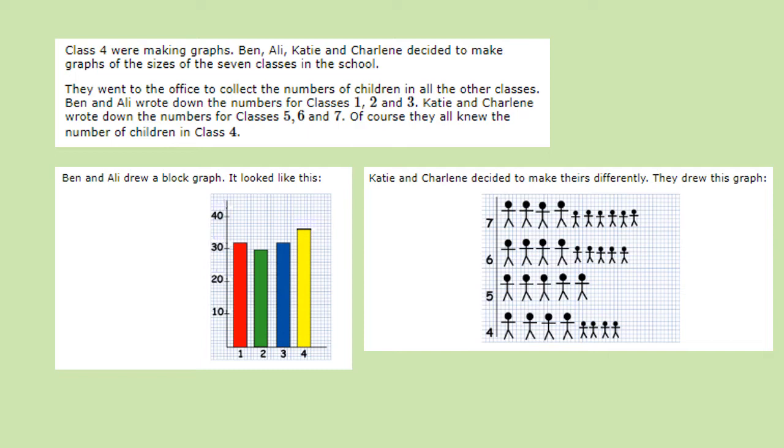Katie and Charlene wrote down the numbers for classes 5, 6 and 7. Of course, they all knew the number of children in class 4. Ben and Ali drew a block graph which looked like this, and Katie and Charlene decided to make theirs differently. They drew this second graph.